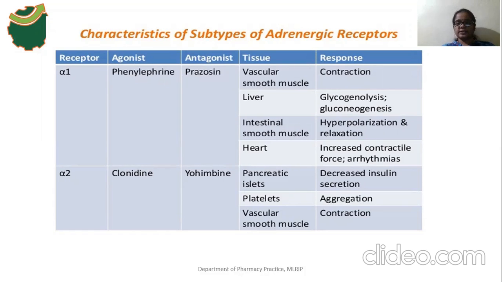Alpha-1 is a Gq coupled receptor, and the effect on the liver is glycogenolysis and gluconeogenesis. Finally, the blood glucose concentration increases, and in intestinal smooth muscle hyperpolarization occurs, producing a relaxant effect. And the heart? A contraction effect occurs, with increased force of contraction and arrhythmias. For alpha-2: agonist is clonidine, antagonist is yohimbine. The effect on pancreatic islets is a decrease in insulin secretion, so the blood glucose concentration increases. The effect on platelets is aggregation. The effect on vascular smooth muscle is contraction. Both alpha-1 and alpha-2 cause contraction of vascular smooth muscle.